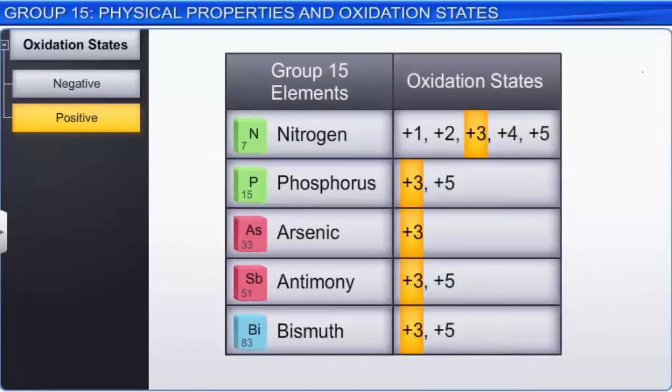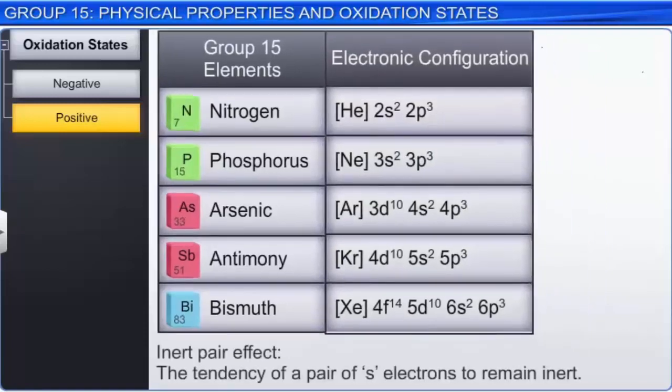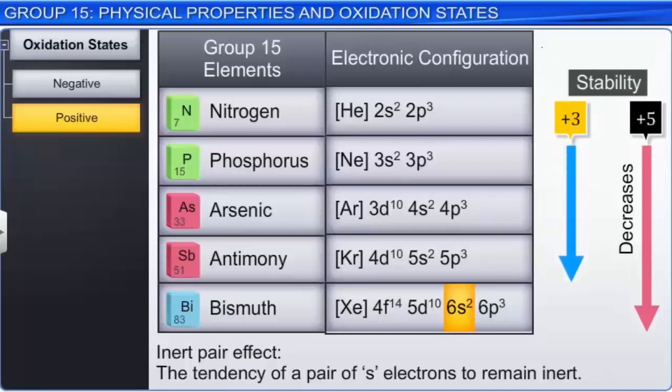However, due to the inert pair effect, or the tendency of a pair of s electrons to remain inert, the stability of +5 oxidation state decreases down the group, while that of +3 oxidation state increases. Note that bismuth pentafluoride is the only stable compound of bismuth known in its +5 oxidation state.